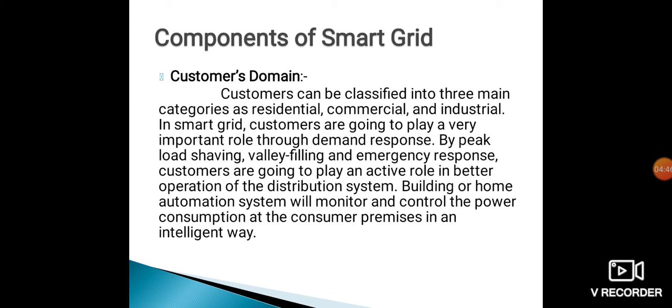Now customer domain. Customers can be classified into 3 main categories. All the electricity users are called customers and these users are classified into three main categories called residential category, commercial category and industrial category. In the smart grids, customers are going to play a very important role through the demand response. Each and every change depends on the customer. So in the smart grid, customer plays a very important role.